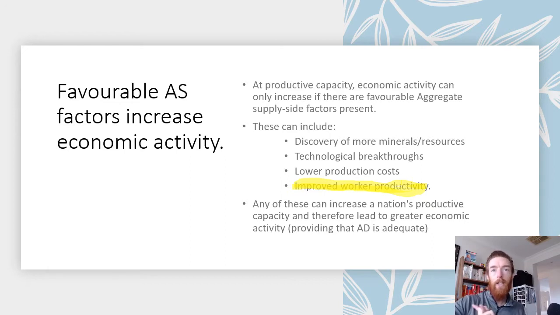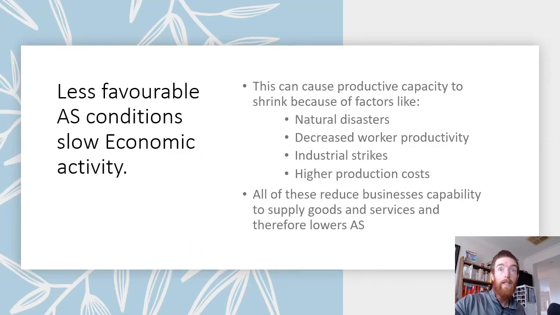So any of these can increase a nation's productive capacity and therefore lead to greater economic activity, providing that aggregate demand is adequate. Obviously you could have favorable aggregate supply side conditions, but if there's not enough aggregate demand, producers aren't going to expand and produce more, because they would create more products and no one would buy them, and therefore they would make a loss, or there would be a significant amount of waste. Then we've got less favorable aggregate supply side conditions which slow economic activity.